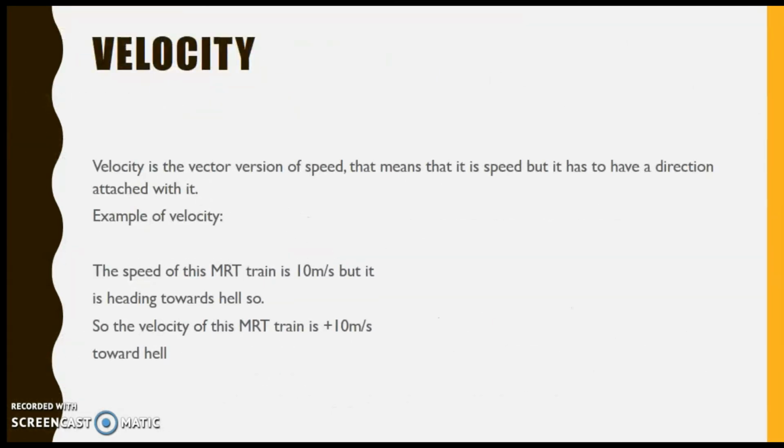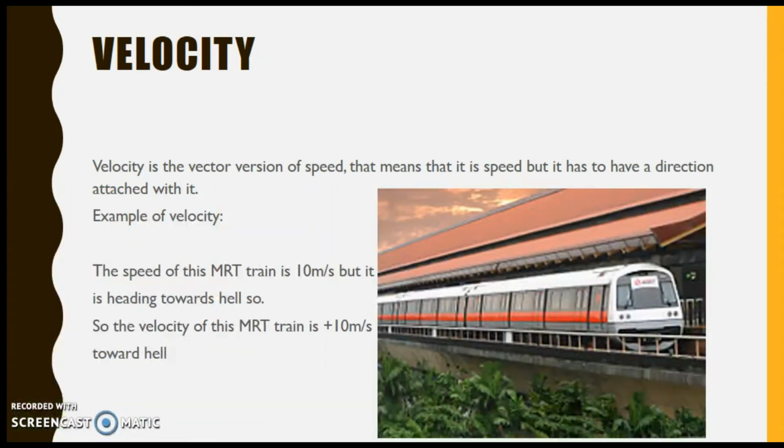Velocity. Velocity is the vector version of speed. That means that it's speed, but it has to have a direction attached to it. Example of velocity: the speed of this MRT train is 10 meters a second, but it is heading towards hell. So, the velocity of this MRT train is positive 10 meters a second towards hell.